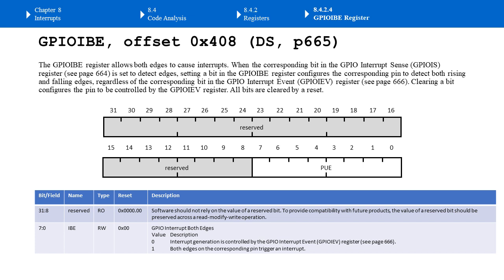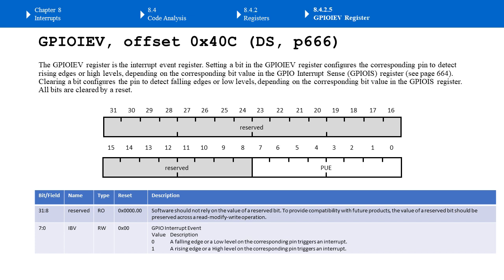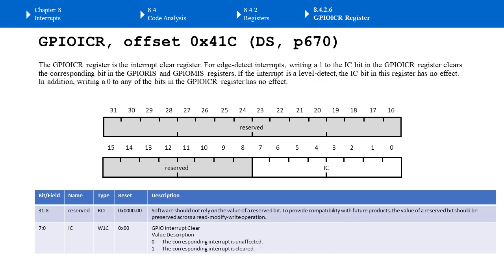Next one is the GPIO IEV register. After configuring a bit in this register, the corresponding pin can detect a low voltage level or a high voltage level. If the bit equals 0, a falling edge triggers the interrupt. On the other hand, if the bit equals 1, a rising edge triggers the interrupt. The GPIO ICR register is used to clear the interrupt. After the interrupt is handled, we need to clear this bit.